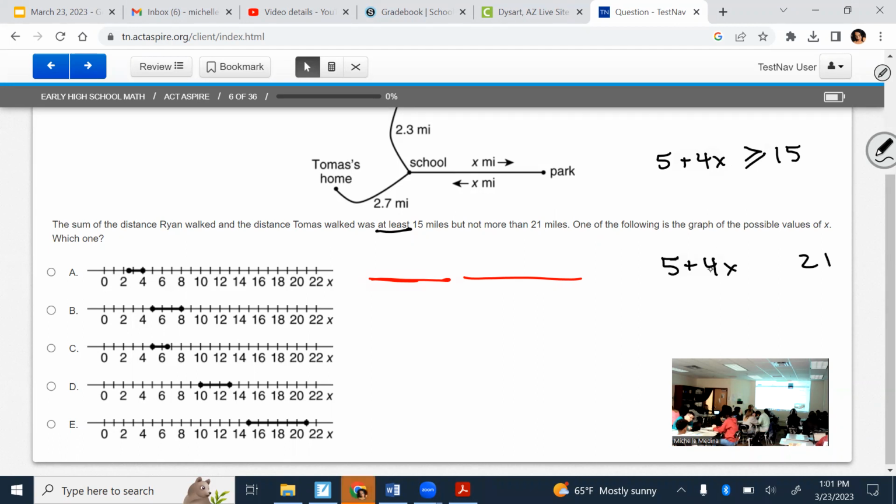So does that mean this can be greater than 21? Can it be less than 21? Can it be exactly 21 if it's not more than? So we're gonna put that little line there. The little line doesn't really help us that much this time because all of them are closed circles. So it doesn't eliminate any there. Now you actually have to solve for X in both situations to see what X can be.